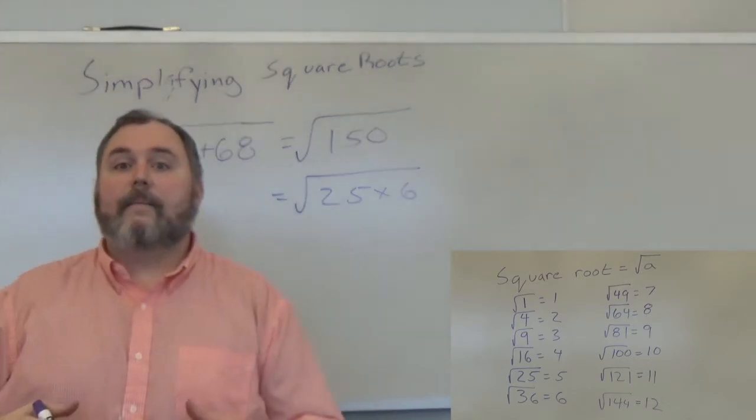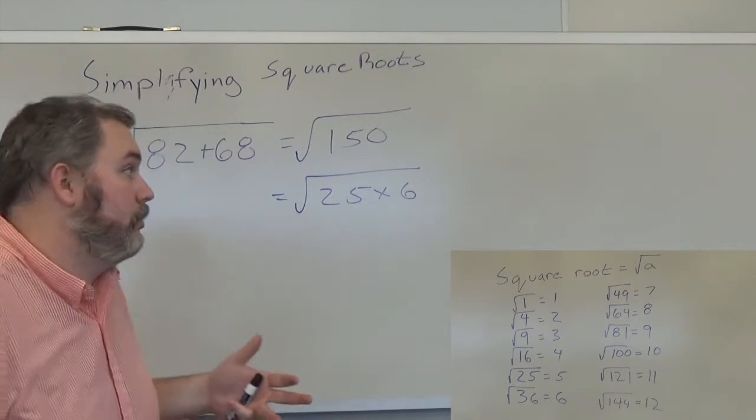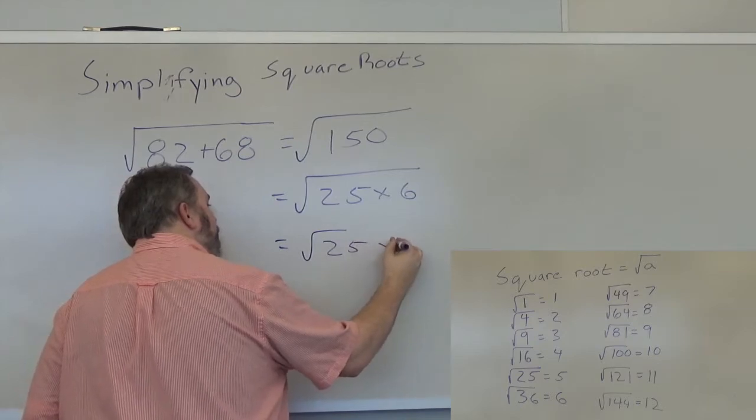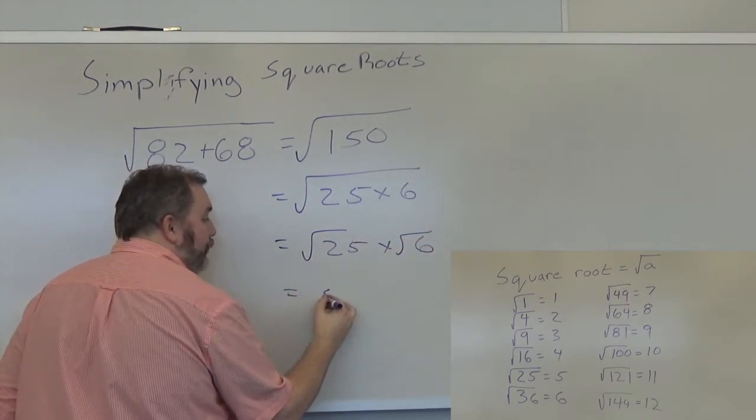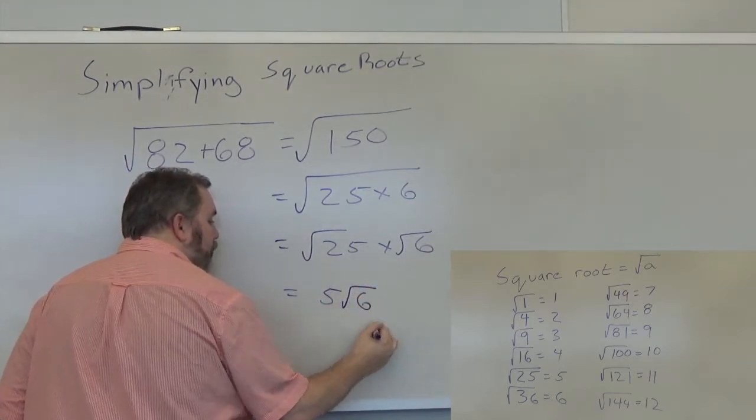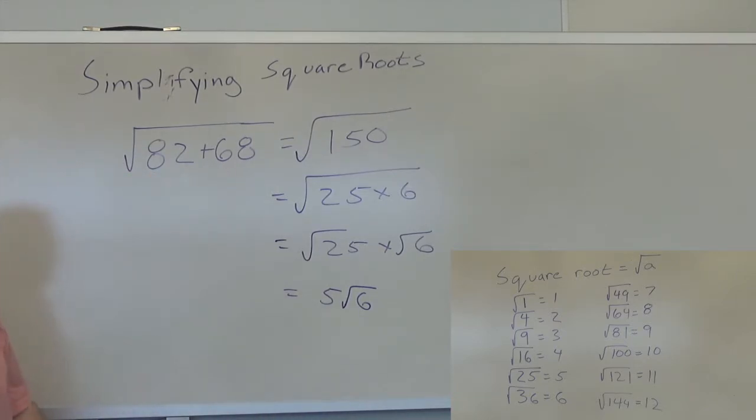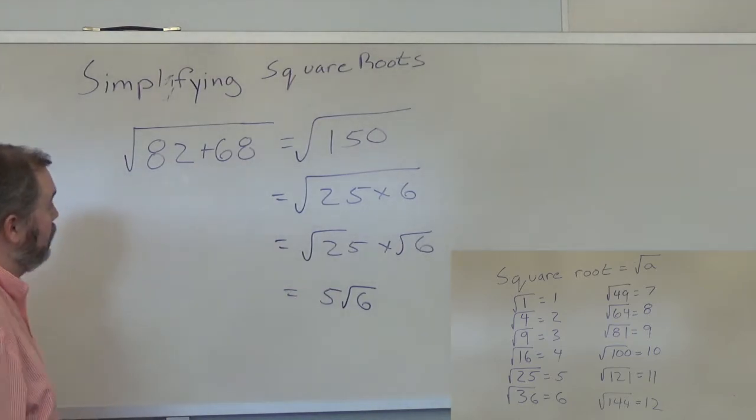Well, because I'm able to multiply under the radical, I can break this apart. And I can say that it's the square root of 25 times the square root of 6. Well, the square root of 25 is 5, and we can't do anything with the square root of 6, so we write it down. So the square root of 82 plus 68 is really 5 times the square root of 6.